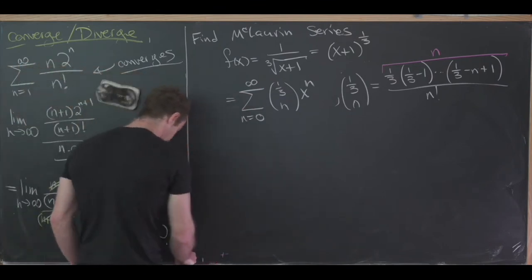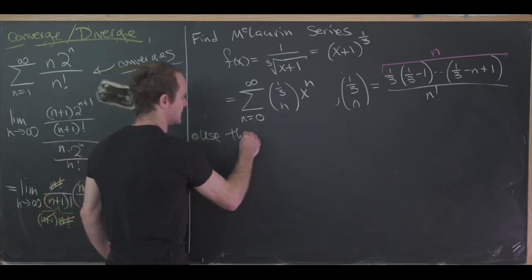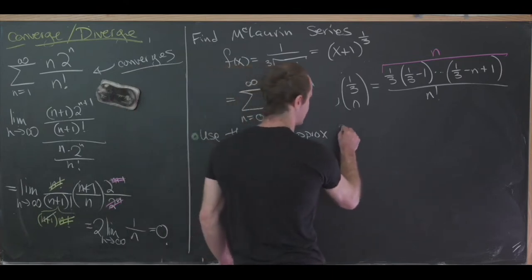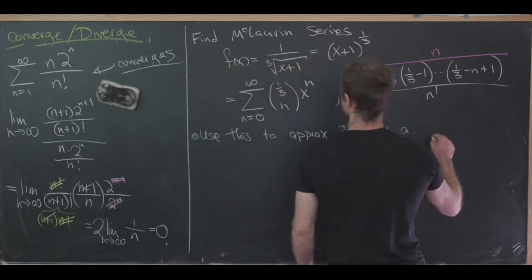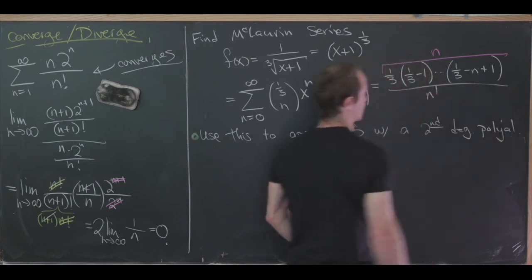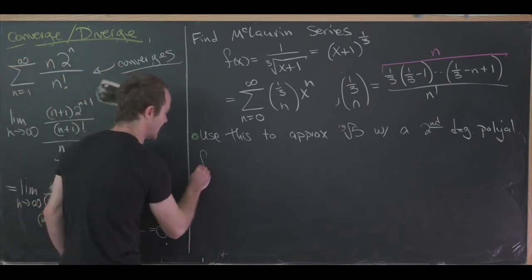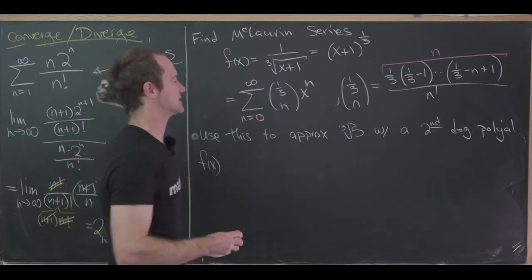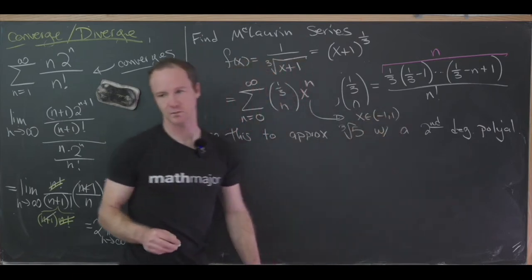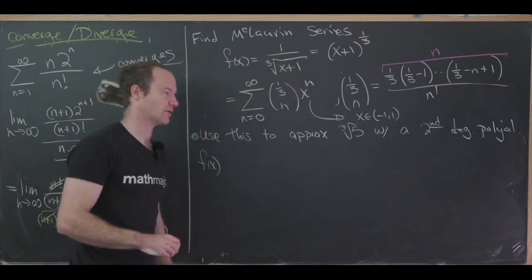Okay, so now let's do this next part of this problem, which is use this to approximate the cube root of 5 with, let's maybe just say, a second degree polynomial. Yeah, so we could do a third degree polynomial or a fourth degree polynomial, but it's all about the same. So let's notice that f of x, I should say where this converges. That's pretty important. So this converges when x is on the open interval from -1 to 1. Notice that it can't really be equal to -1 because that puts us at 0 in the denominator.